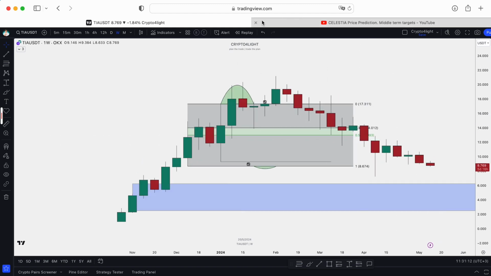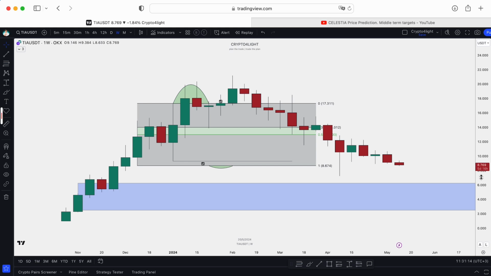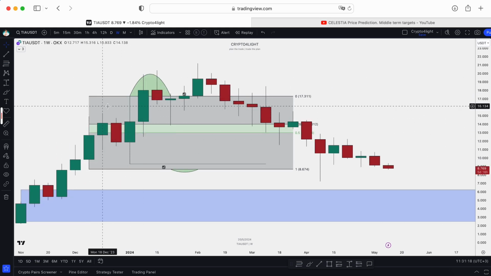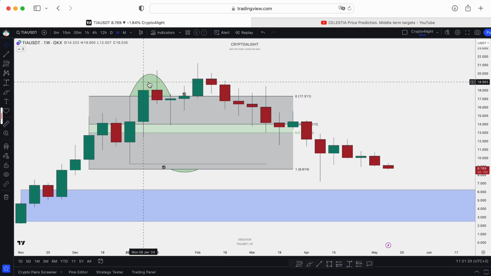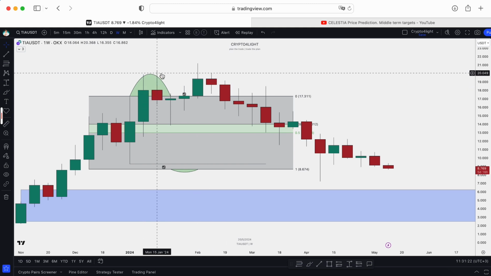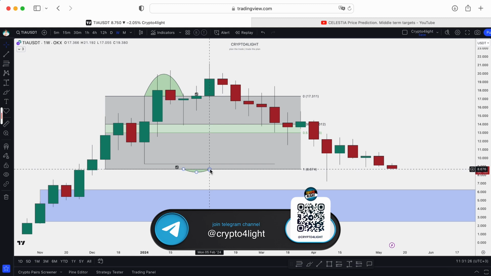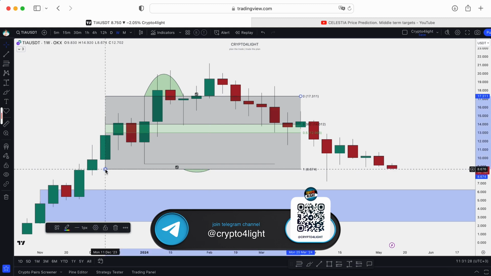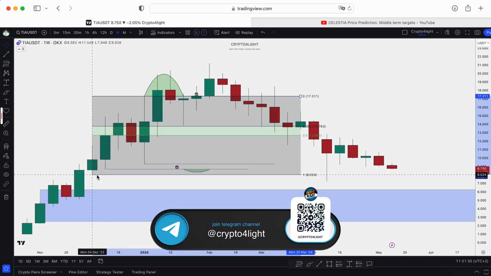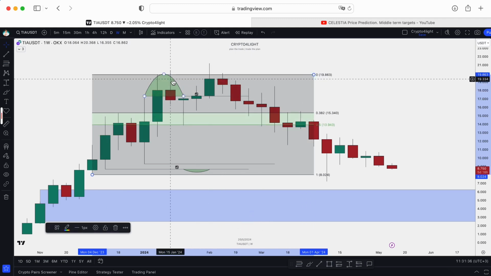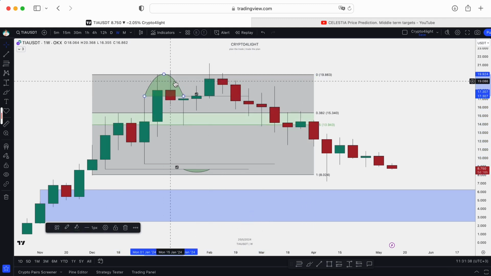Middle term targets, so I think this was just a range. We made a deviation and then we swept the high. So I mark, probably we go and make another deviation. So yes, of course, this range can be just like this one, just wider, this one. So this was a deviation. So we can't know the timing.